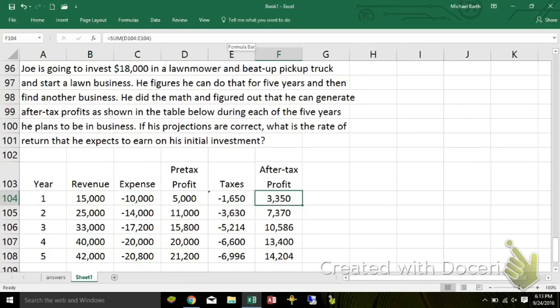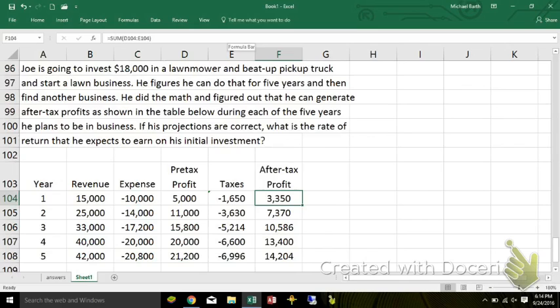So that leaves him with an after-tax profit in each of these years, and he wants to figure out what rate of return that would be on an $18,000 investment. Because remember, he doesn't have to get into the lawn mowing business. He could do something else. So he wants to know what rate of return he's going to be earning on his $18,000 investment.